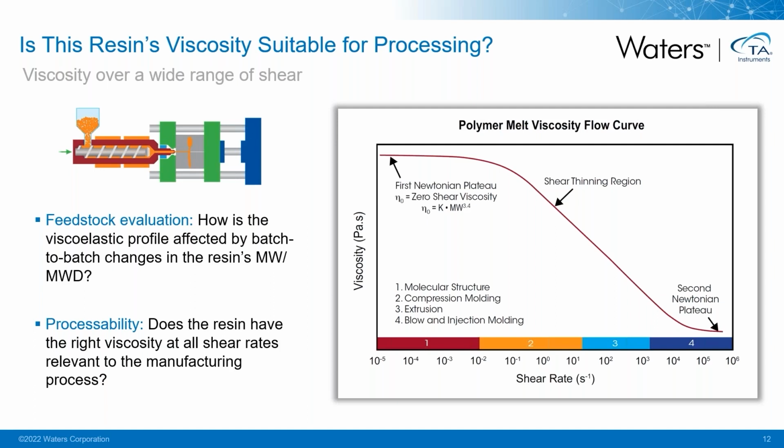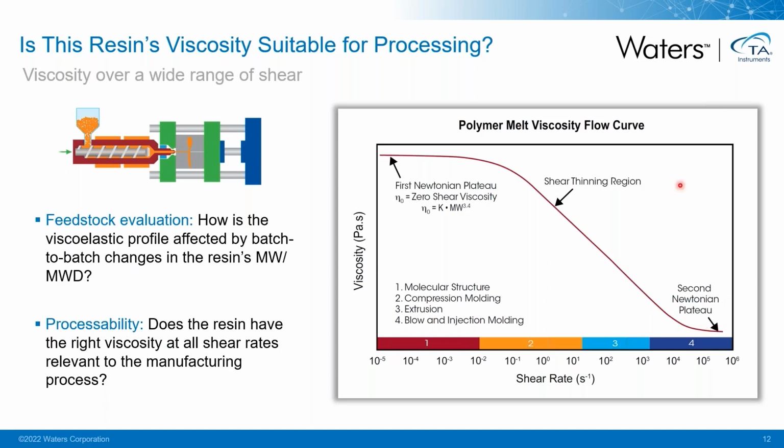As we have talked about earlier, polymer melts are shear thinning. Their viscosity decreases with increasing shear rates. So two resins may have the same melt flow index, but they can exhibit significant differences in their flow behavior under different processing shear rates.